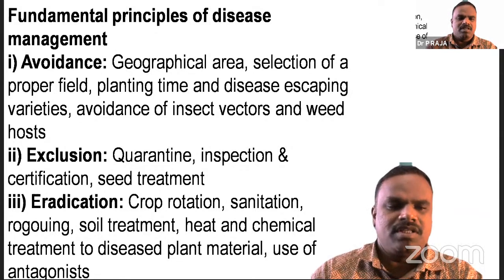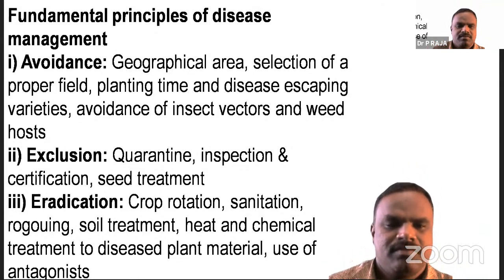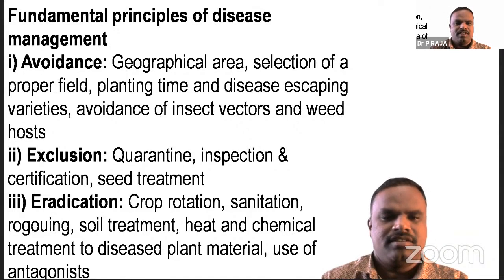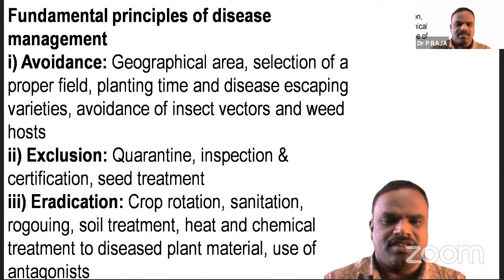And the next one is exclusion, that is quarantine, inspection, certification, seed treatment. And the third one is eradication: crop rotation, sanitation, roguing, soil treatment, heat and chemical treatment to diseased plant material, use of antagonists, and so on.